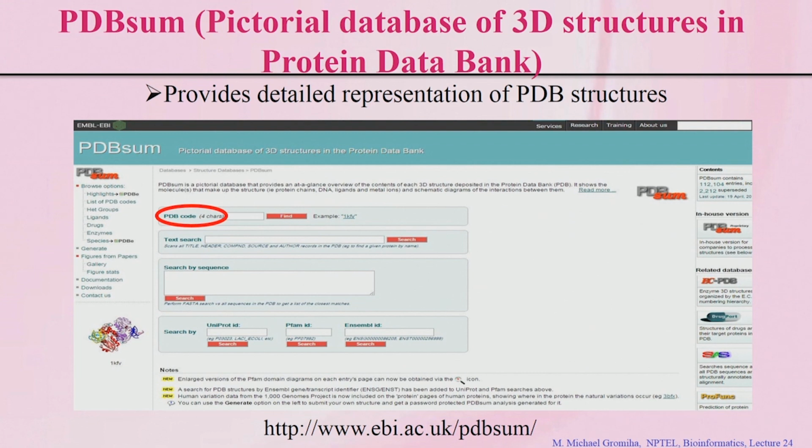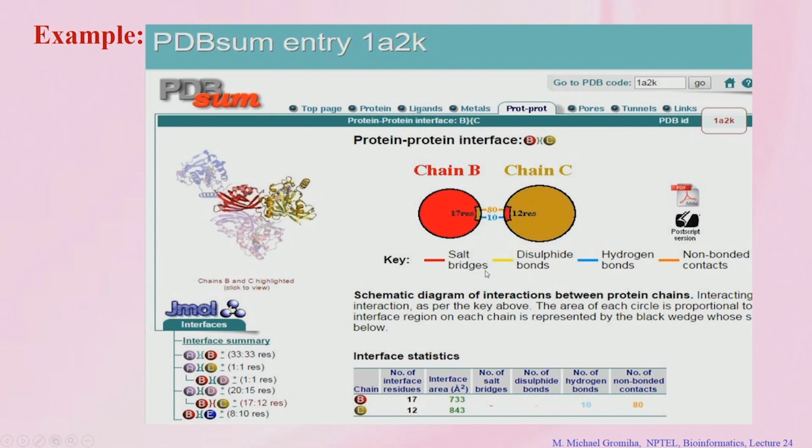For example, this is the website for PDBsum. Go to the website and then you can give the PDB ID. If you give any PDB code here and click the submit button, then you will get this type of information. This is for 1A2K, and you can see how they represent the chains B and C, how many residues and how many contacts. There are 17 residues in chain B and 12 residues in chain C, making about 80 plus 10 contacts, 80 non bonded contacts.